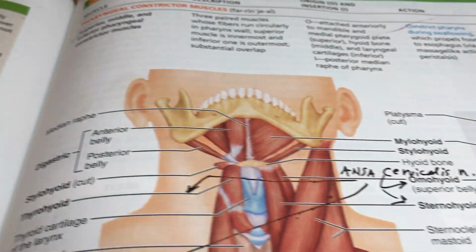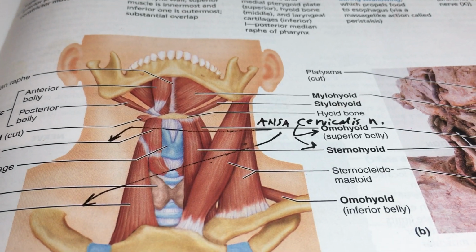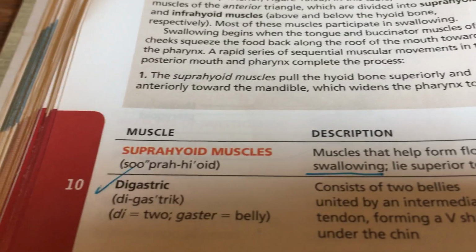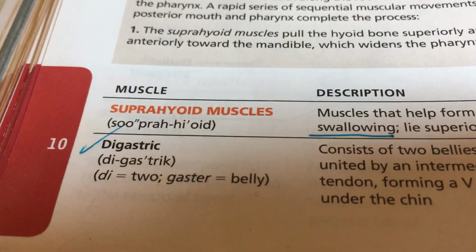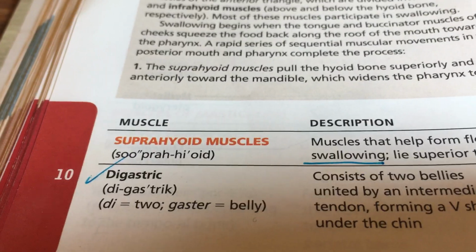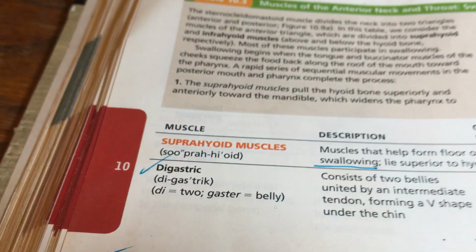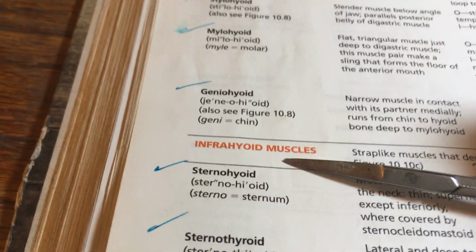Then we have muscles that are intrinsic to the neck. Let's take a look at those. We're going to be starting here at this group. They're called, do you see that? The suprahyoid muscles. So we have a division at the hyoid bone. And then down here we have the infrahyoid muscles.